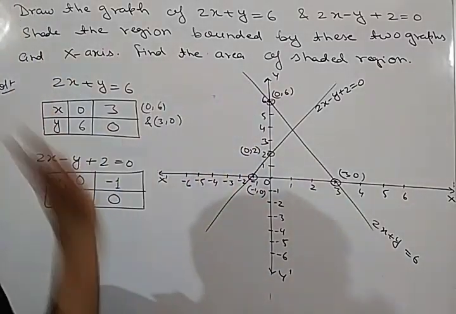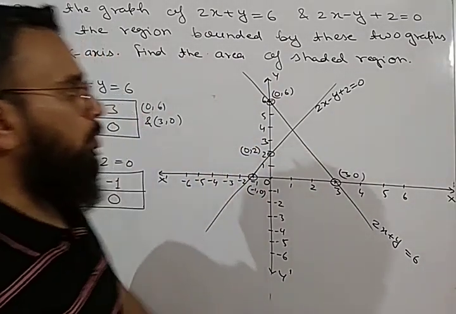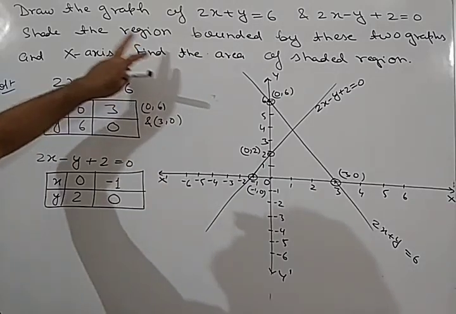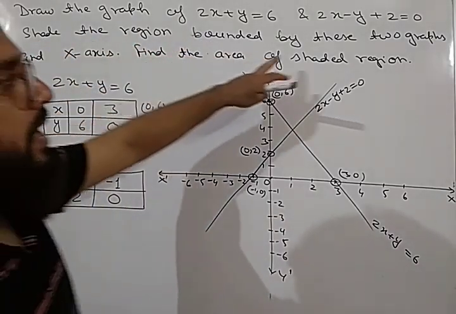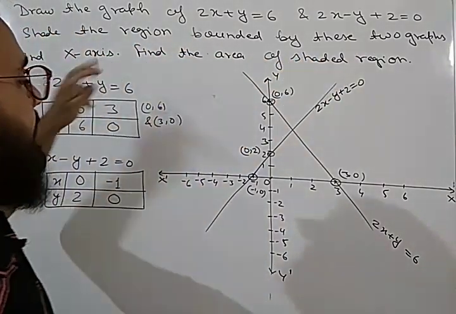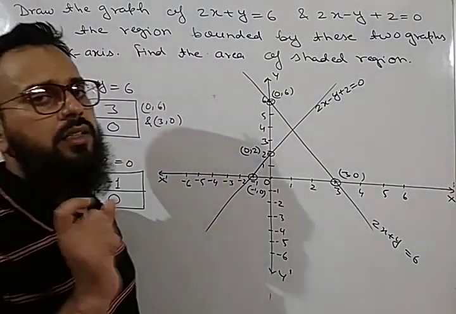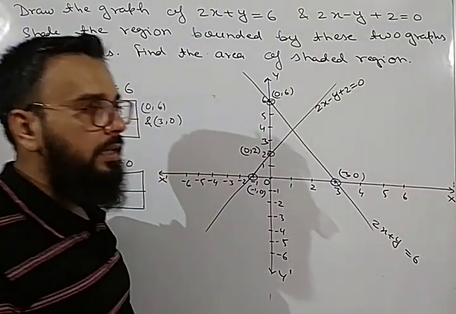We have completed the graph. We have drawn both the graphs. Now what is asked in the question? Shade the region bounded by these two graphs and x-axis. We have to shade the region between these two graphs and x-axis.